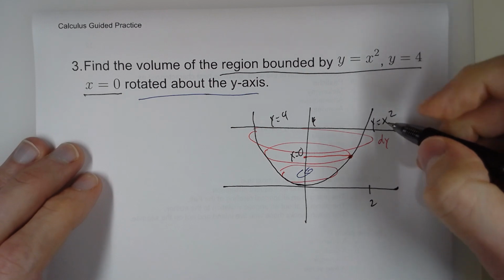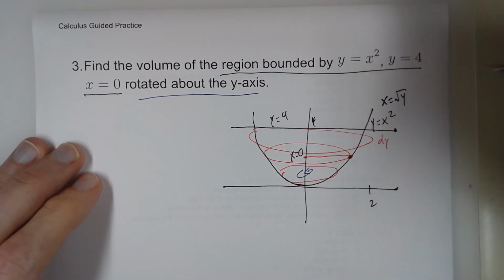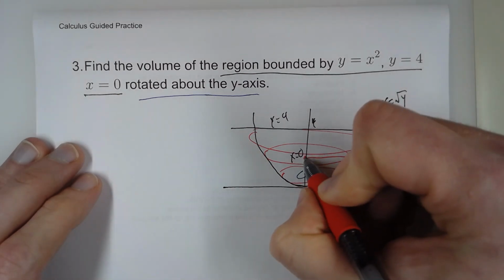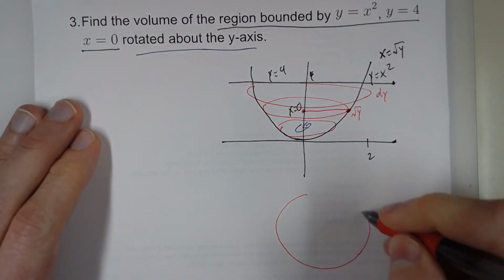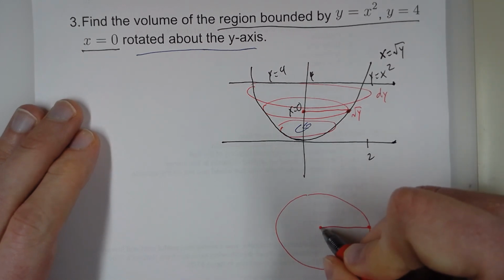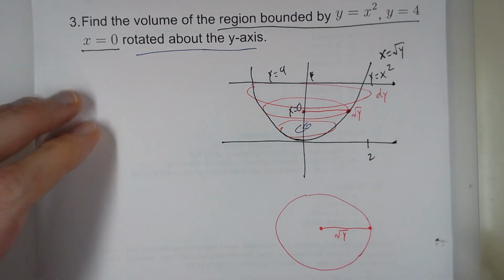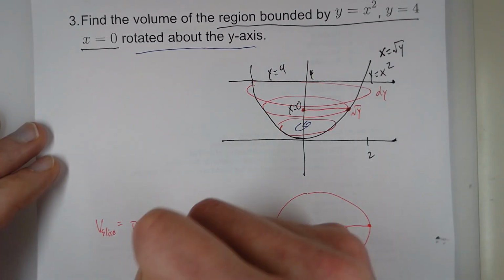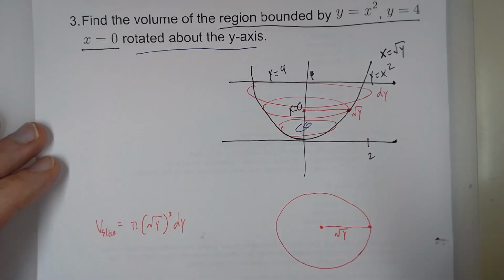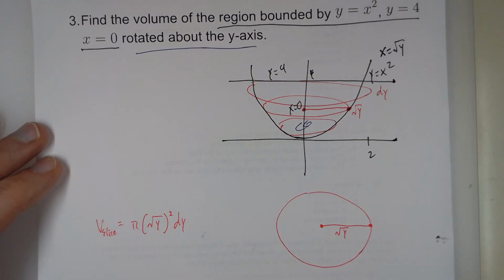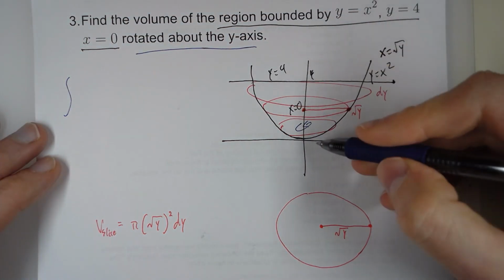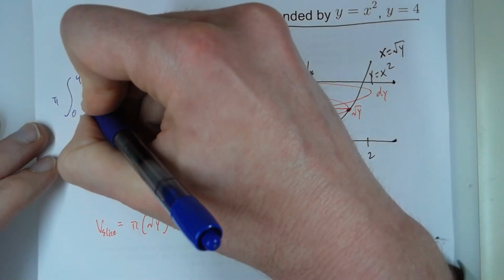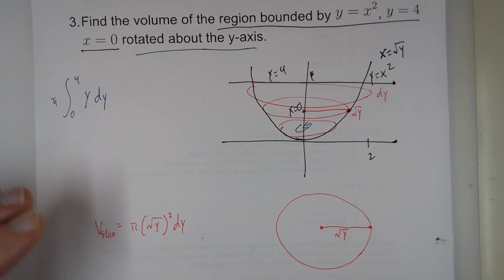Now I need to put this in terms of y, so I need to get x by itself. So x equals square root of y. So out here this is square root of y, and out here this is 0. So square root of y minus 0 is square root of y. So the volume of this slice is pi times r, which is square root of y, squared, dy. And so I'm going to add up all these slices from y equals 0 to y equals 4. And the square and square root cancel out. So it's y dy. There is our integral.